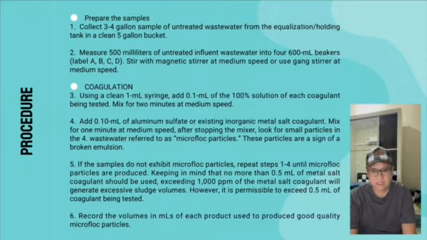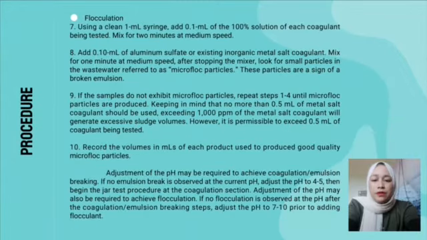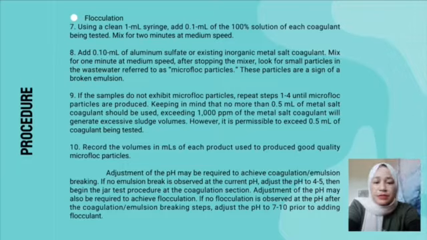Step 6. Record the volumes in ml of each product used to produce good quality microfloc particles. For the flocculation, using a clean 1 ml syringe, add 1.0 ml of the 100% solution of each coagulant being tested. Mix for 2 minutes at medium speed. Add 1.0 ml of aluminum sulfate or existing inorganic metal salt coagulant. Mix for 1 minute at medium speed.